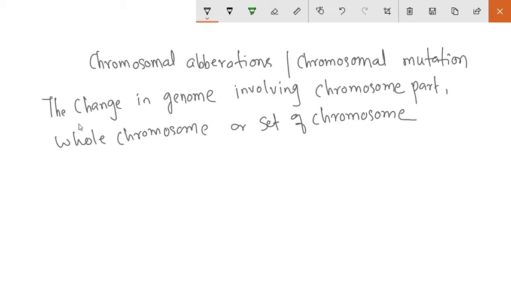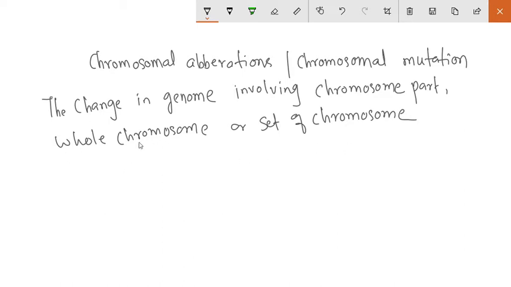So there may be any type of change in the genome, meaning the set of chromosomes. That change may be in a small part of the chromosome, or in the whole chromosome, or in the complete set of chromosomes. Any such change in the chromosome is known as chromosomal aberrations. These are the structural changes in the chromosomes.